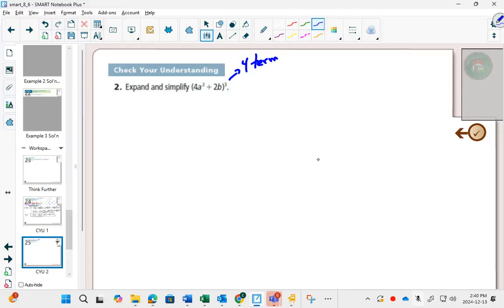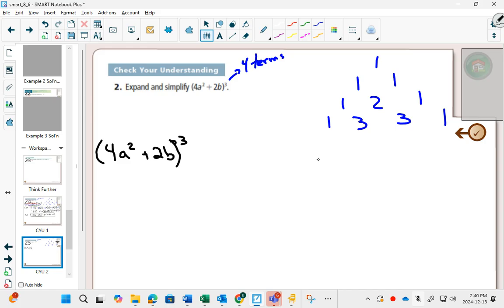That exponent of 3 tells us that there are going to be 4 terms. So in Pascal's triangle, 1, 1, 1, I only have to go up to here: 1, 3, 3, 1. And go 1, space it out, 3, space it out, 3, 1.